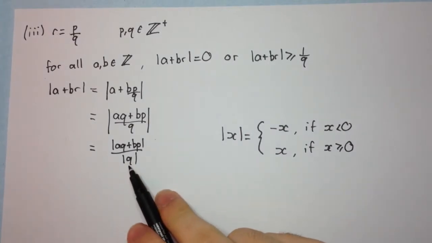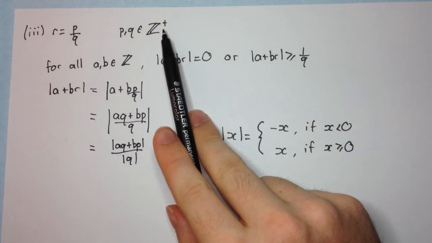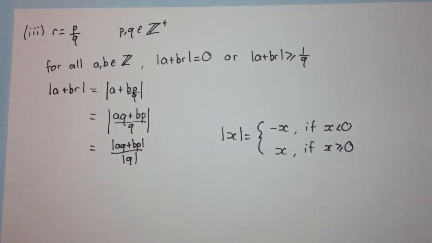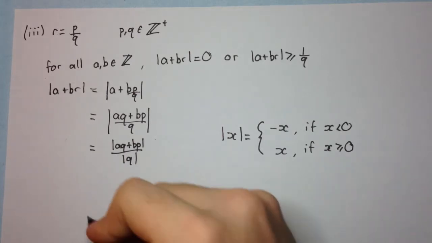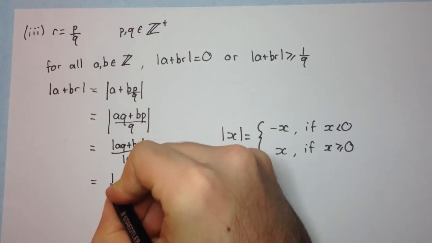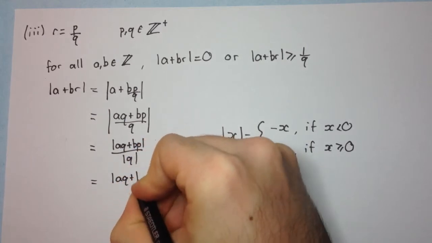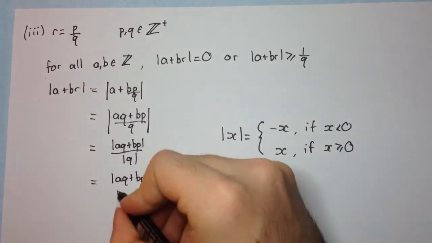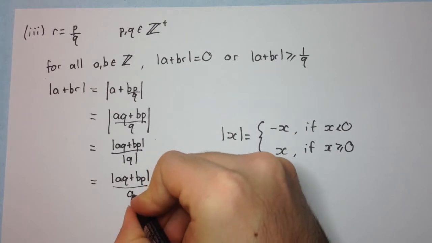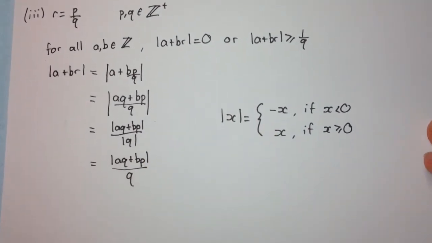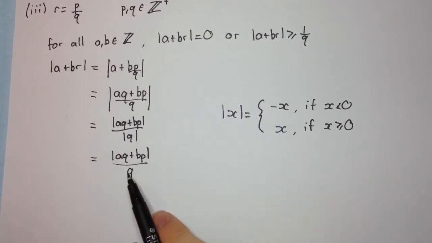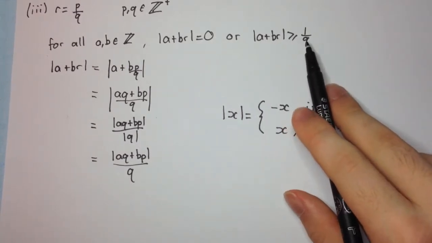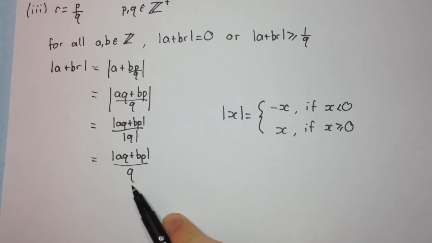So the absolute value of q, well, q is positive. It says so right here. It says in the question that it's a positive rational. So if q is positive, then the absolute value of q is just going to be q. So we're going to have the absolute value of aq plus bp. Now we don't know whether this is positive or negative, but we do know that q is positive, so we can get rid of these absolute value signs and leave it as just q. Now why do we do this? Well, we want a q in the denominator, and this is exactly what we have right here, a q without the absolute value signs in the denominator.